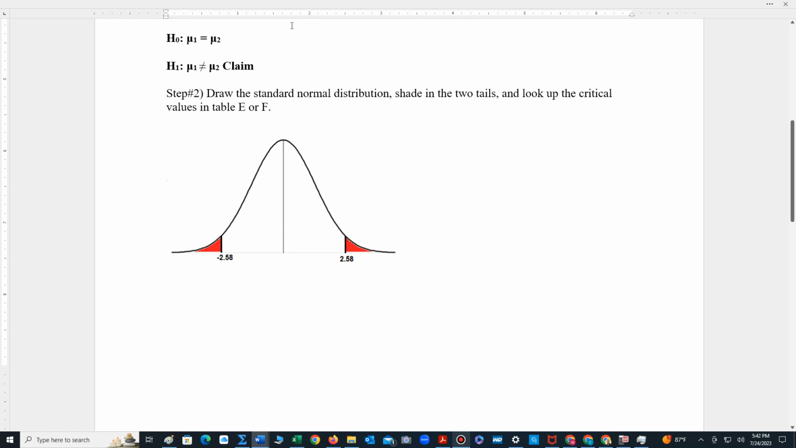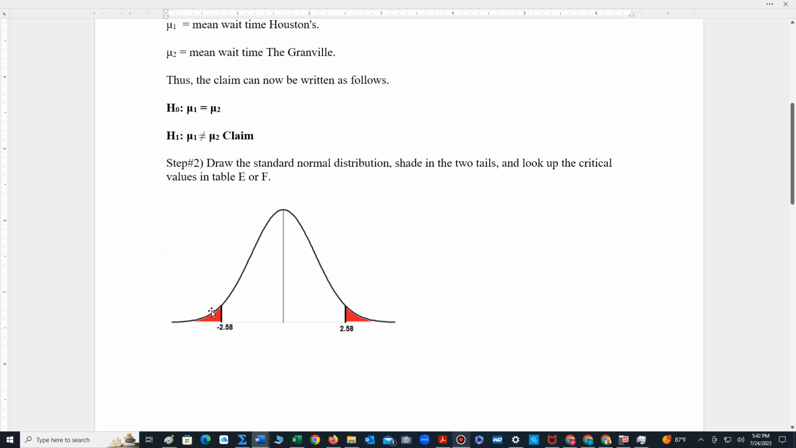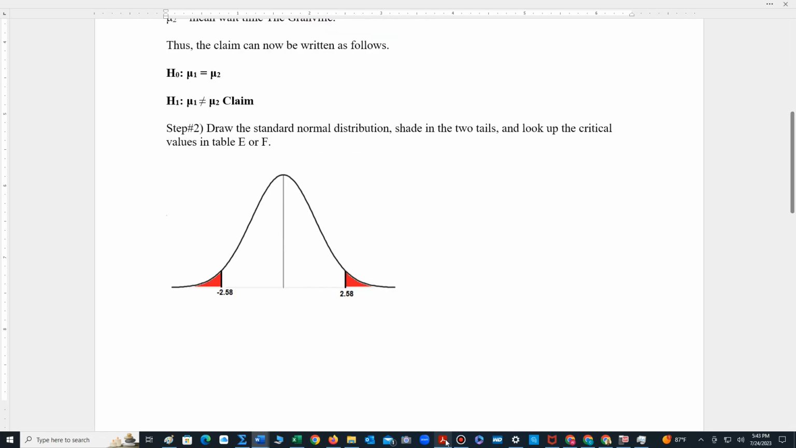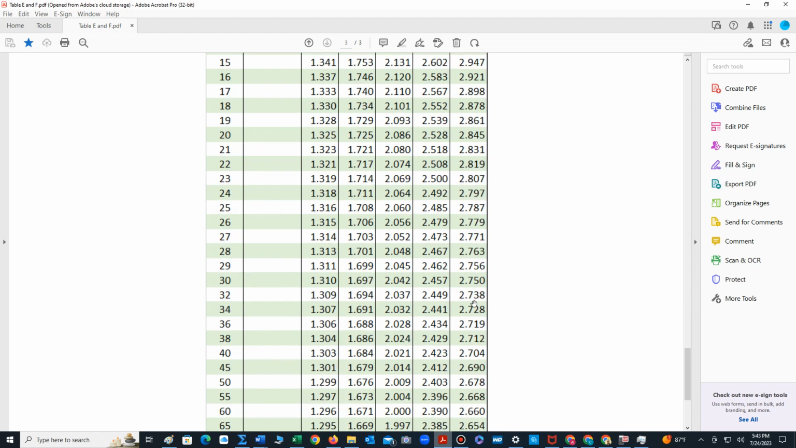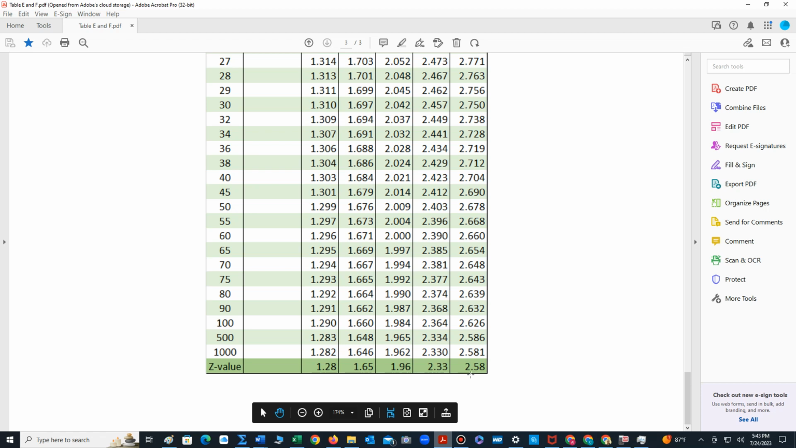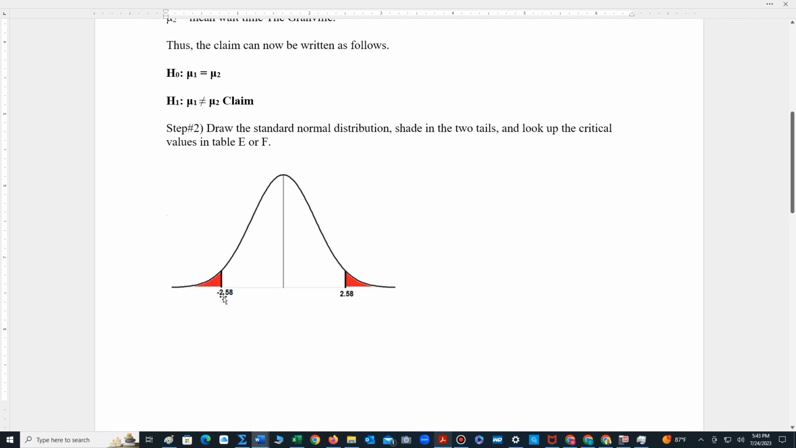Next, we draw the normal distribution. And since it's not equal to, there's no direction, there's two tails. We look up the critical value in table F. So alpha is 0.01. Two tails, 0.01. We have to go all the way down to the very bottom of the column to find the z value, 2.58. So we have negative 2.58, positive 2.58.